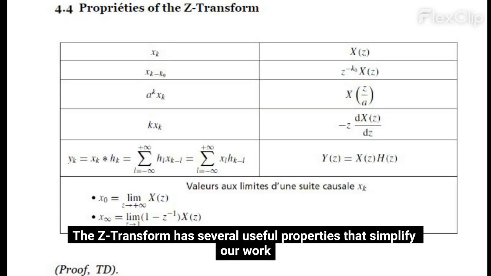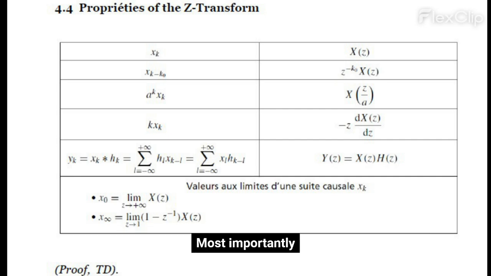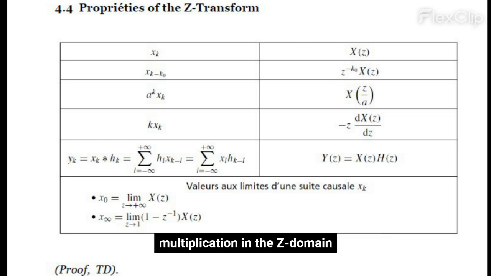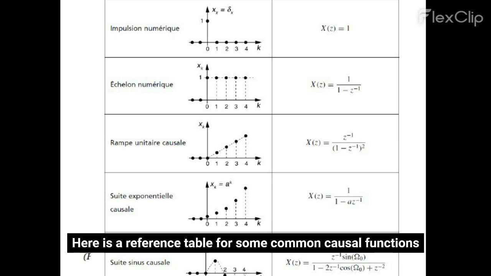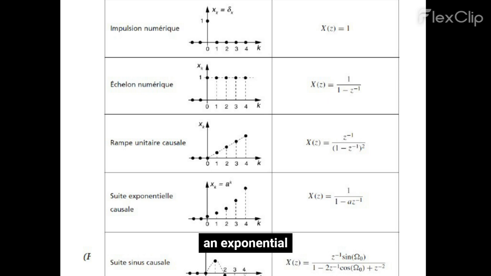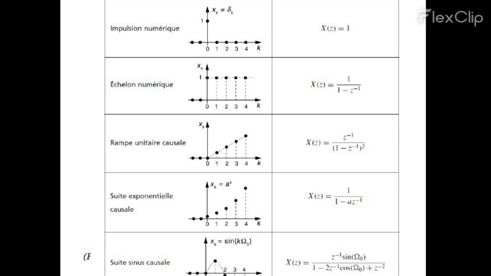The z-transform has several useful properties that simplify our work. For instance, a delay in time corresponds to multiplying by z to a negative power. Most importantly, convolution in the time domain becomes simple multiplication in the z domain, which is why we use it so often. Here is a reference table for some common causal functions. You can see the transforms for a simple impulse, a step function, a ramp, an exponential, and a sine wave. These standard pairs are the building blocks for analyzing more complex digital systems.